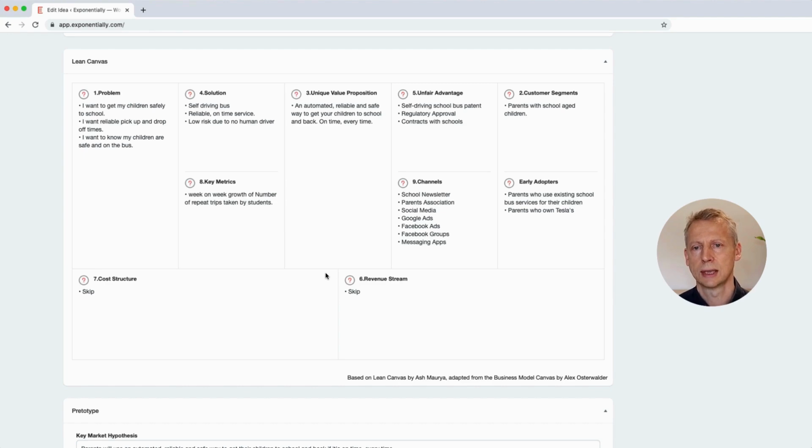We then go across to the key metrics. And the key metric is, what is the one metric that we can measure that goes up or down that shows that our service is working or not working? And in this case, I would say something like week-on-week growth of the number of repeat trips taken by students, which we don't want to prove that they like a shiny new thing and try it once.